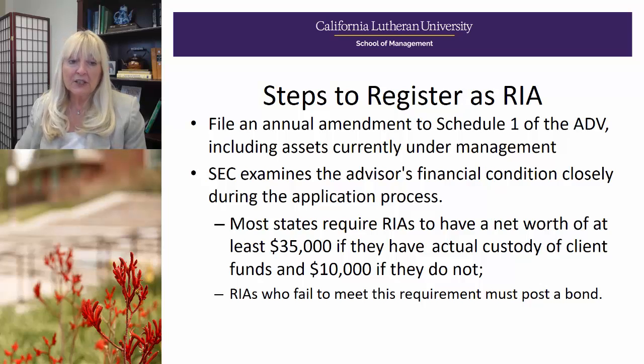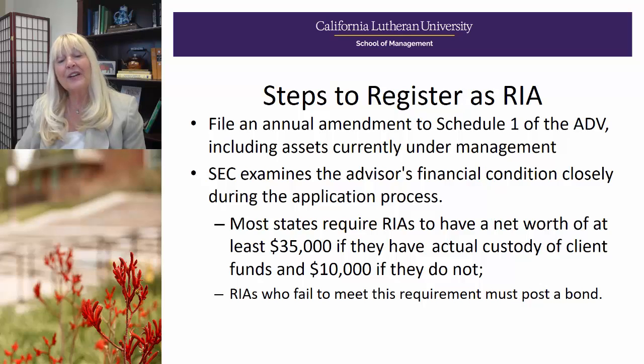So you would file an annual amendment to Schedule 1 of your ADV that includes all of the assets under management, because the amount of assets do influence how you have to register. The SEC examines your financial condition during the application process, so be aware of that. Most states want an RIA to have a net worth of at least $35,000 if you're managing client funds, and $10,000 if you do not. And if you don't meet that, you have to post a bond. So be aware of some of the financial requirements as well.